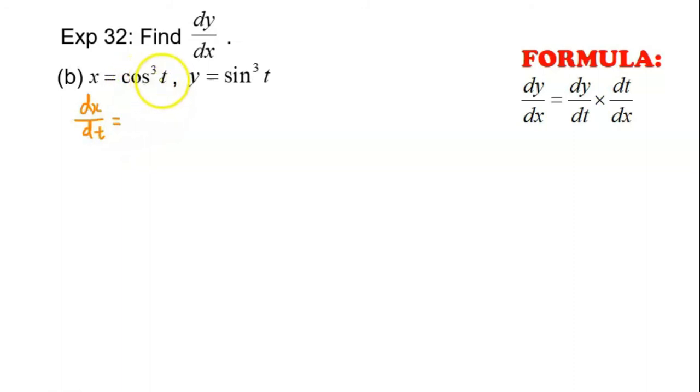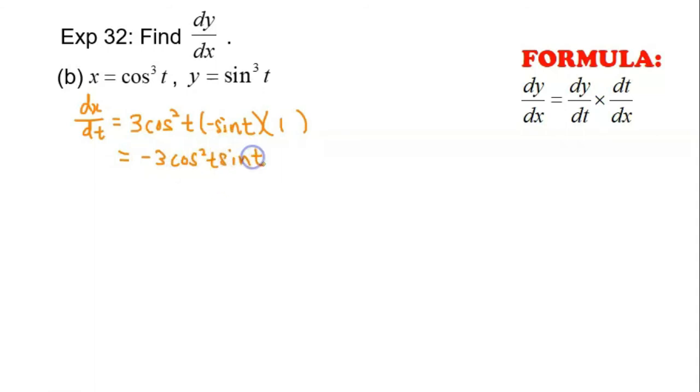Differentiate cos cubed t by using the power rule. The power moves to the front, becoming 3, times the power minus 1, which becomes cos squared t, times the derivative of cos t, which equals negative sin t, then differentiate the function t, which equals 1. Simplify the answer, which equals negative 3 cos squared t sin t.